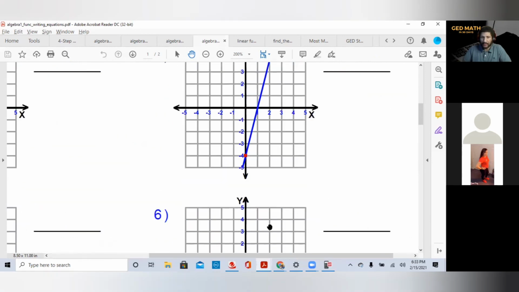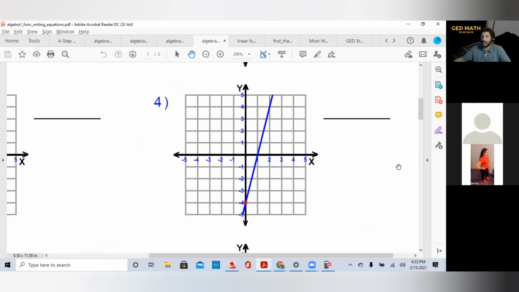Let's look at number 4. What do we know? First of all, is this slope positive or negative? From left to right, is it going up or down? Up. So right away, we know the slope is positive. If you have multiple choice, you can get rid of the negative answers right there. Even if you didn't know, identifying whether the slope is positive or negative allows you to get rid of 2 of the answers.